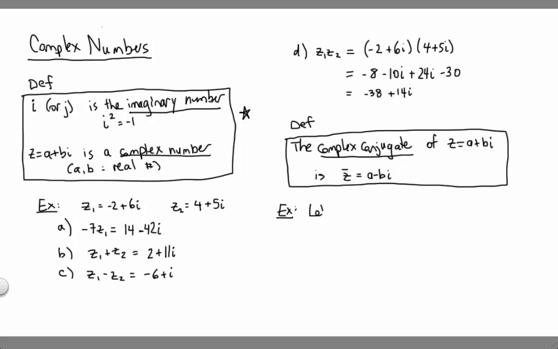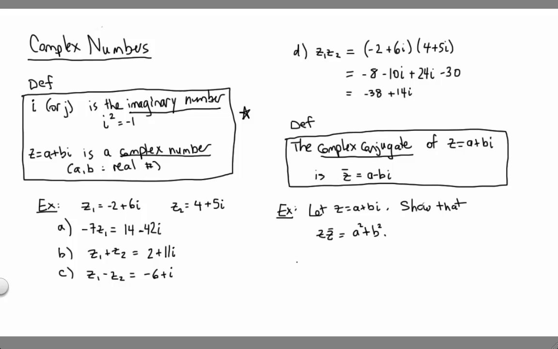Let's do an example. Let's say z equals a plus bi. And we are going to show that if we take z and we multiply it by its complex conjugate, we end up with a squared plus b squared. Okay, so that's our goal in this example.